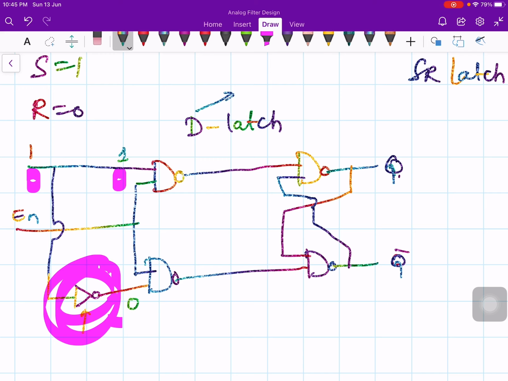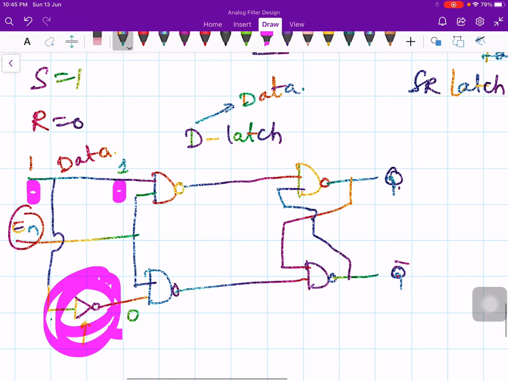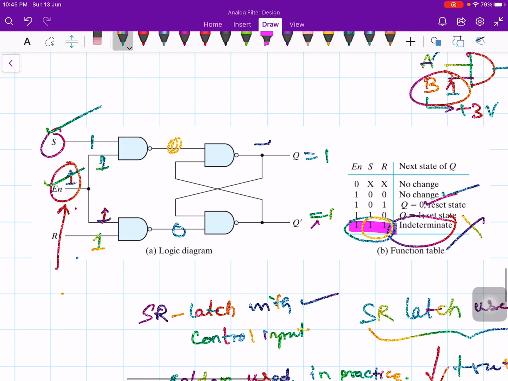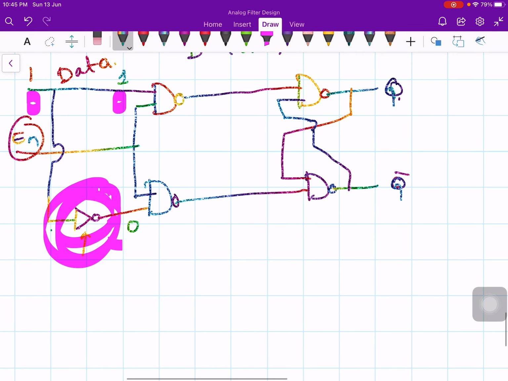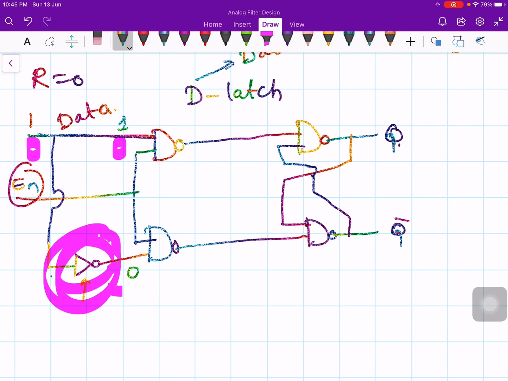The nomenclature is that D means data latch. So this latch has only two inputs, data and enable, that's all. There is no third input, but in the previous case you have three inputs, enable, S and R, while here I have only two inputs. The D input goes directly to the S input of your SR latch, and its complement goes to the R input. That is happening through the NOT gate.